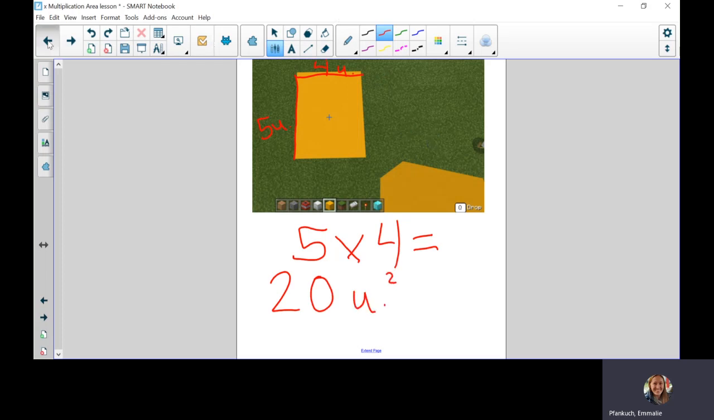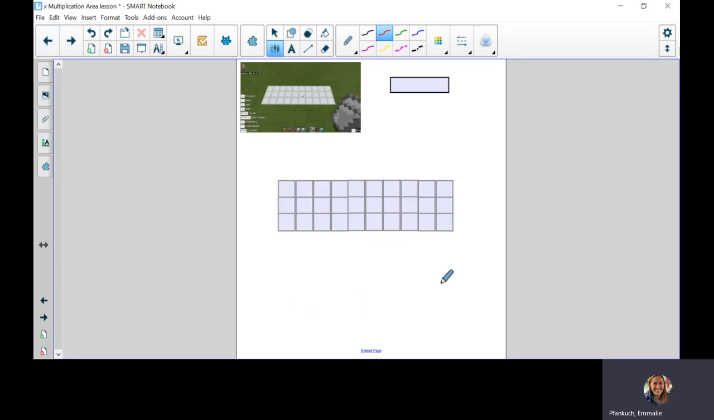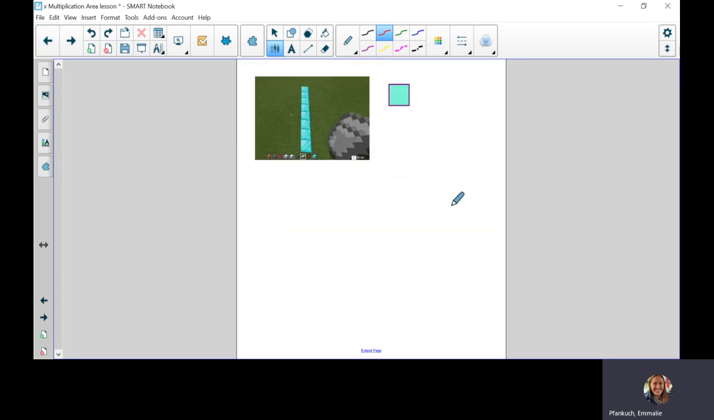Another way to write it. Let's go back and look at how we could show this in a different way. So our skinny one looked a little bit like this. We could draw this. If you don't have Minecraft at home, you might draw this and look like this. If it was 1 unit wide and 8 units long. Sorry, they're not perfectly lined up.